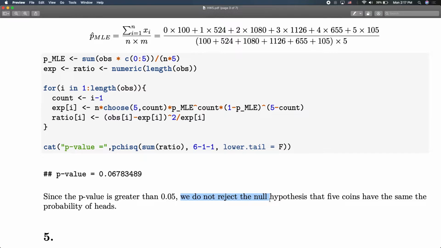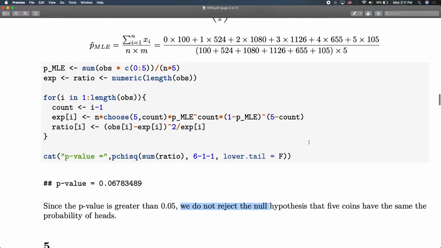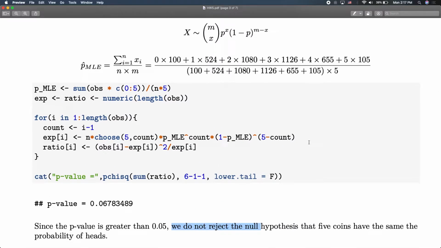Yeah. How did you get the formula for MLE of P? You can take the joint and then the same procedure. Yeah.